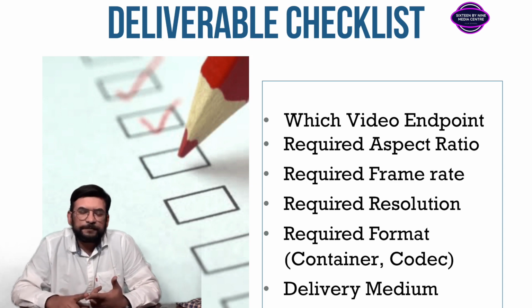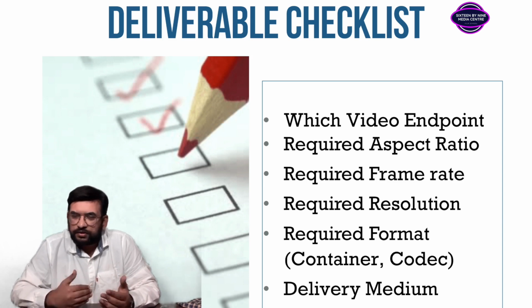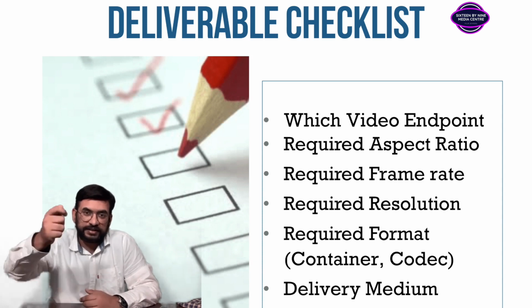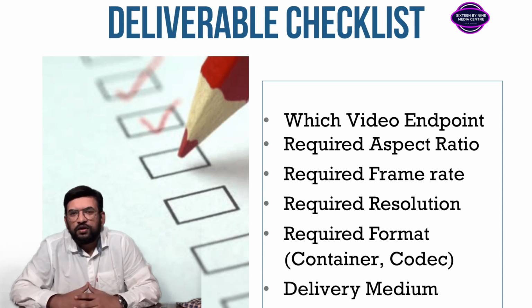So first thing, when you decide on deliverables, even before starting your edit, you should clear it with your client, your customer, your director or producer, what the deliverables are that we need to do, and you need to present them the checklist. If they don't know what you're talking about, then you ask them what the video endpoint is, where the video is going to go. Then, the second important thing is aspect ratio.